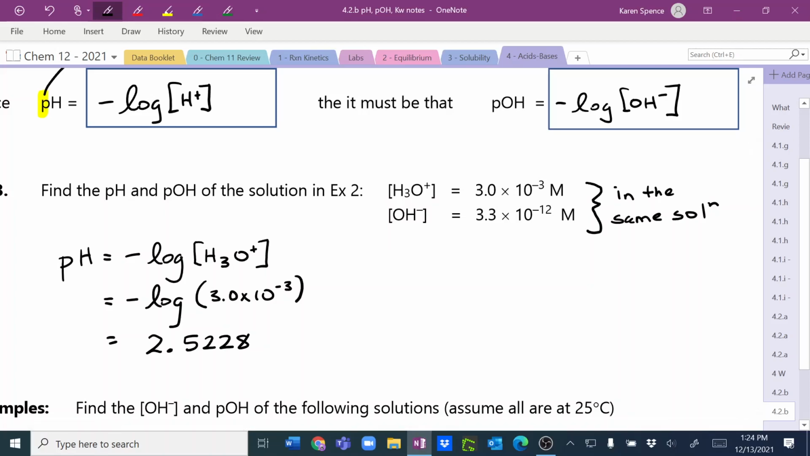To how many decimal places should we give our answer? Two decimal places, because that is our two sig figs. So we're going to then round that to 2.52.